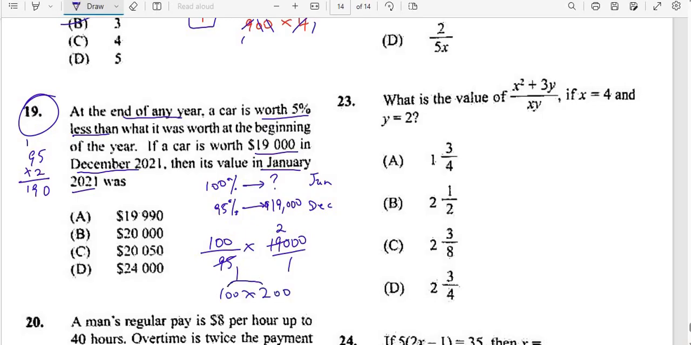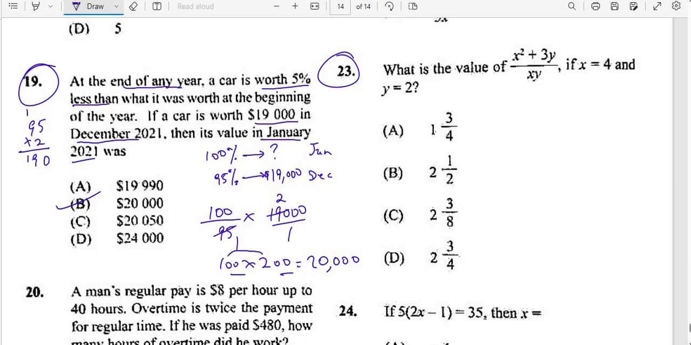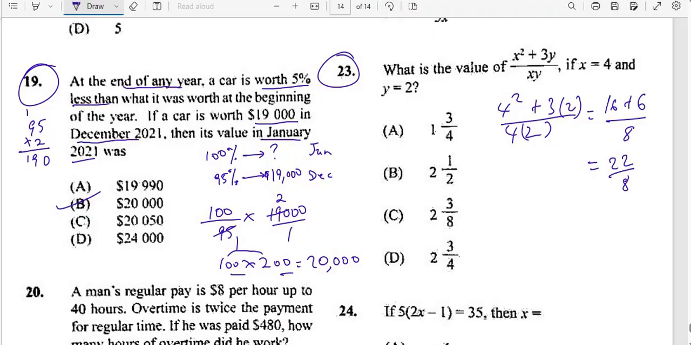Now 2 times 1 is 2, and just add on the 4 zeros. That's 20,000. Okay, so let's go to the next. So we're saying x squared plus 3y over xy. Well, if we square x, you're going to get the square of 4. That's 4 squared really, plus 3 times the y value of 2 over x times y, which is 4 times 2. 4 squared is 16. 3 times 2, that's going to give us 6 over 4 times 2, that's 8. And 16 plus 6 is 22 over 8.